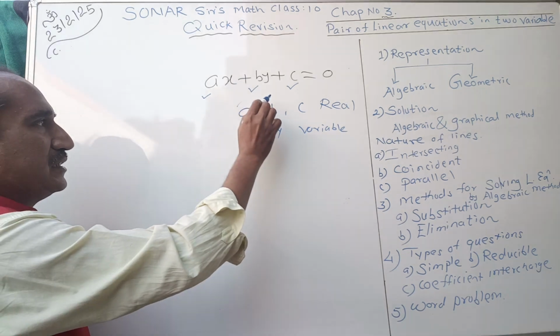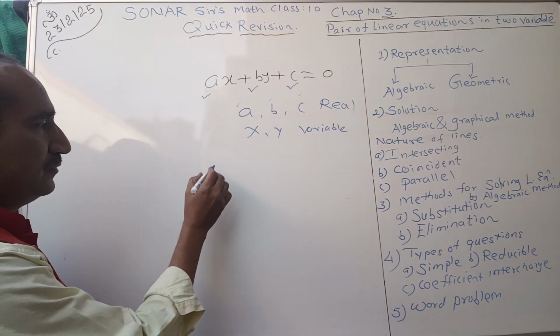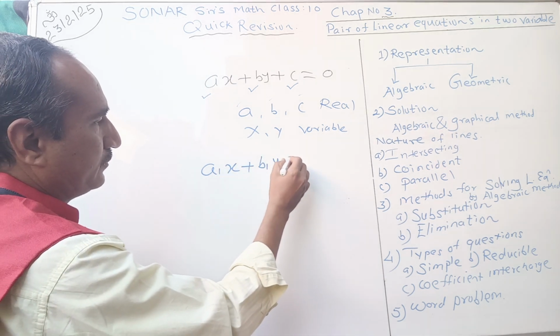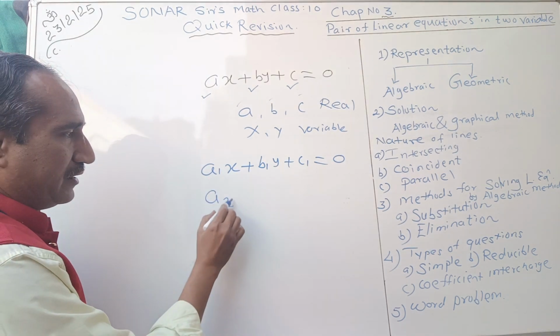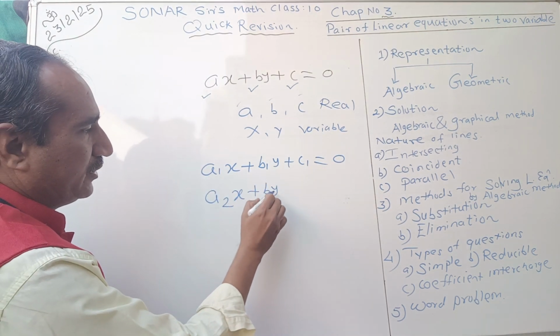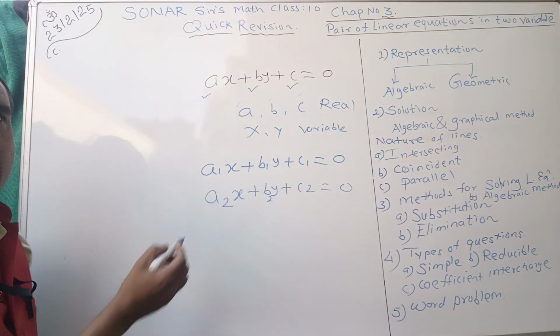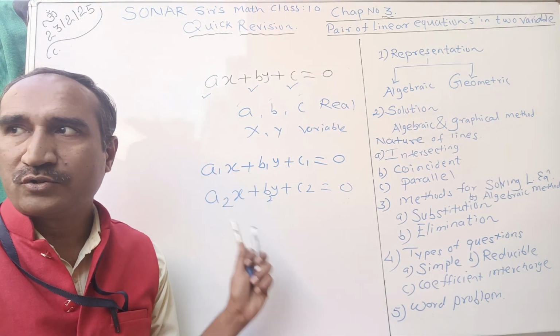When these coefficients are different, then we get two different equations. The standard form: a1x plus b1y plus c1 equals to 0. The second one: a2x plus b2y plus c2 equals to 0. These two represent a pair of linear equations in two variables.